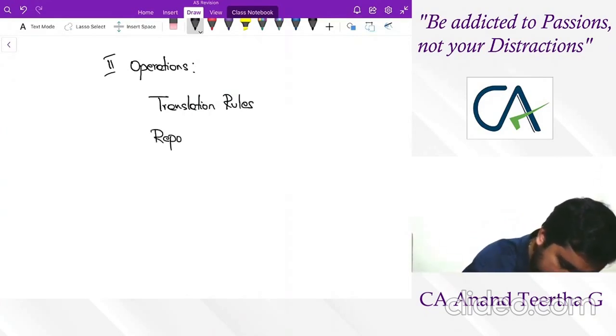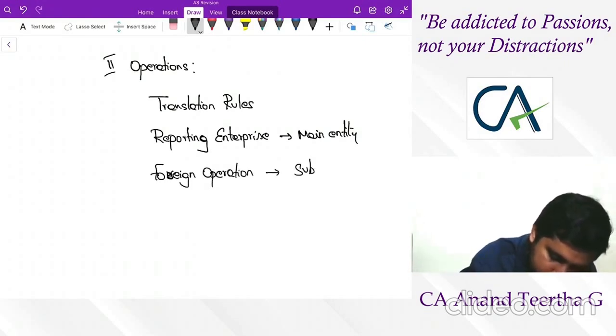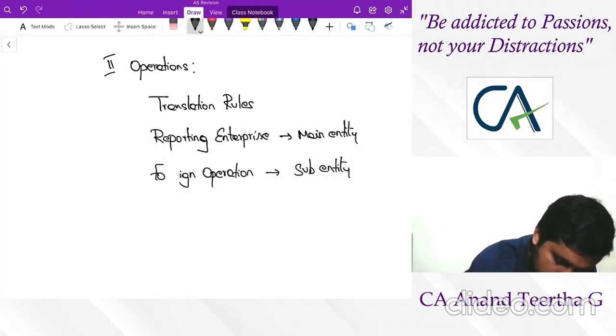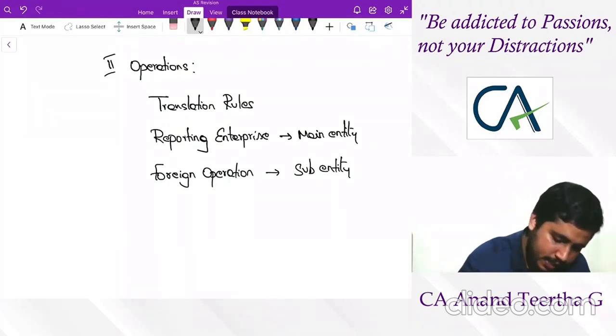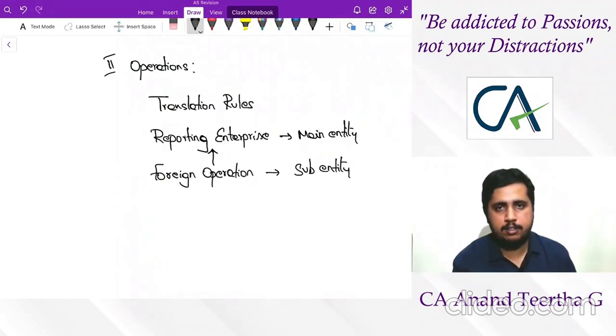One is the reporting enterprise, the enterprise which is going to report its results, which is my main entity, and the foreign operation, the operation which is staying in the foreign country, the sub entity. And ultimately you are supposed to translate the foreign operation effect into the reporting enterprise. So whatever has happened in the foreign operation, it obviously will be entered in foreign currency. That should be translated and merged with the reporting enterprise. So that is the entire logic applicable under the operation mechanism.